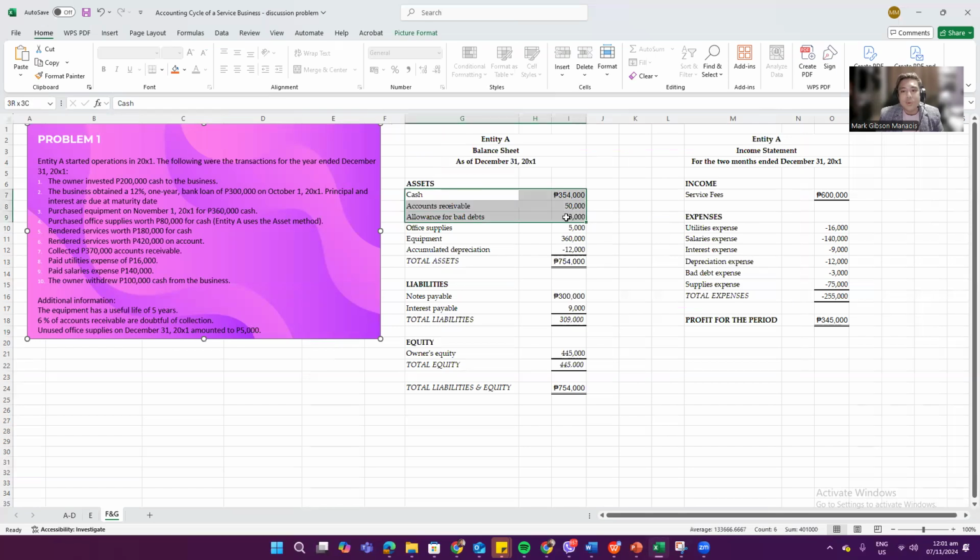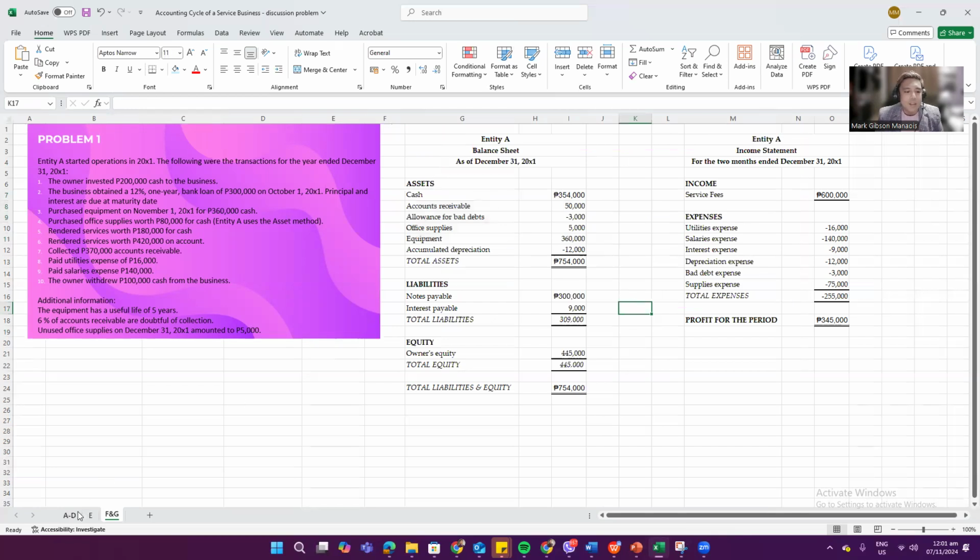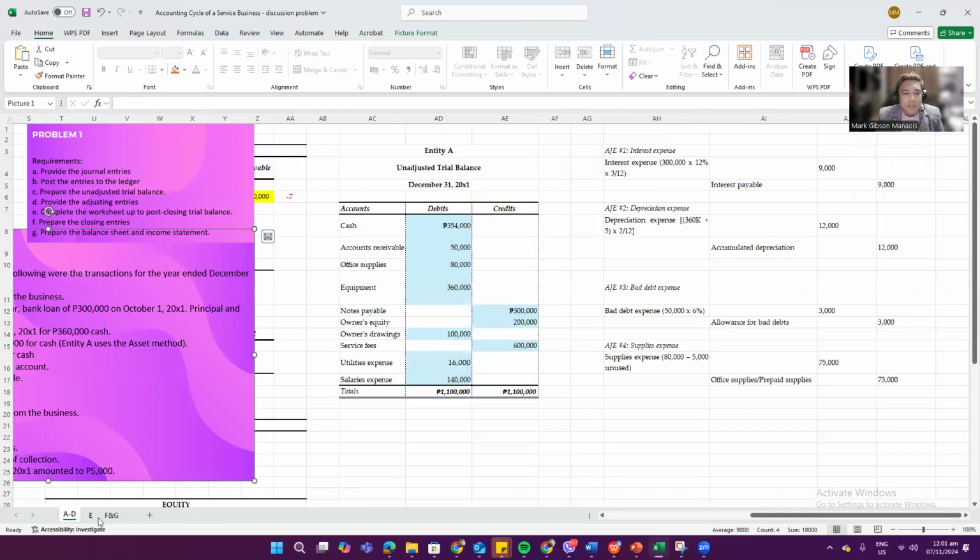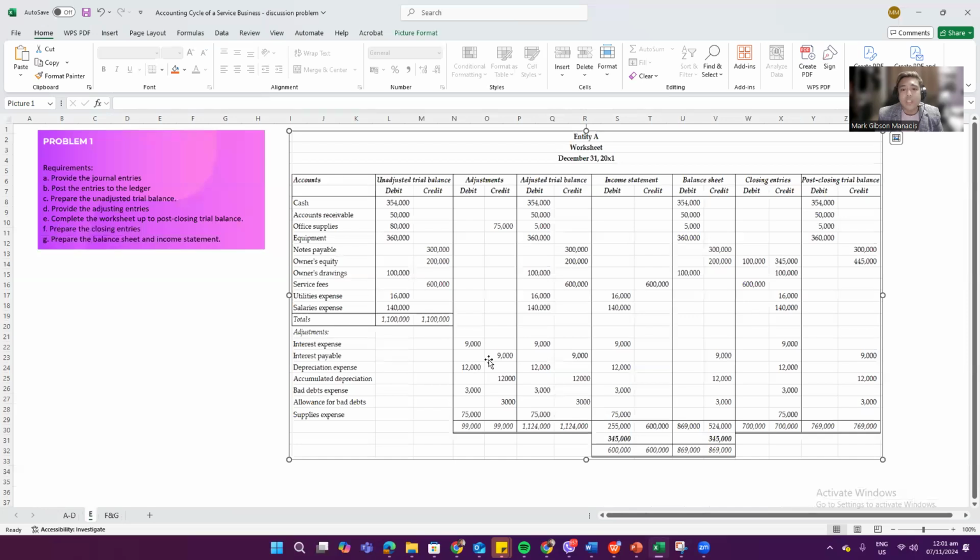So for requirement G, we can now prepare the balance sheet. No? So again, these are just result of all the entries that we have prepared earlier. No? So we have cash. If we're going to just go back to the worksheet, all we have to do is extend these numbers to the balance sheet. No? So we have 354,000 cash, accounts receivable of 50,000, office supplies of 5,000, 360,000 equipment. We have notes payable of 300,000, owner's equity of 200,000.